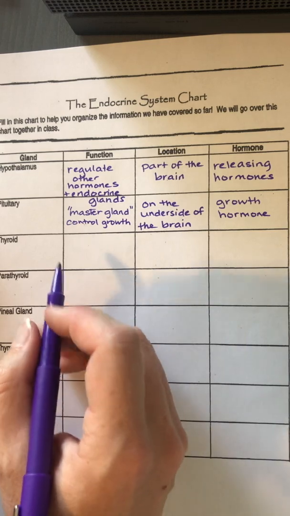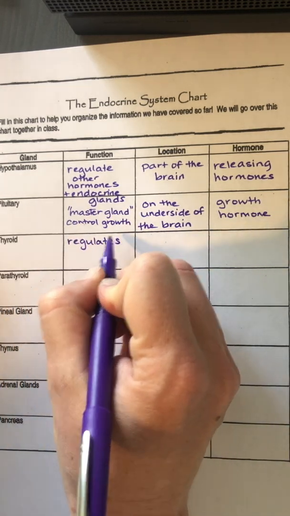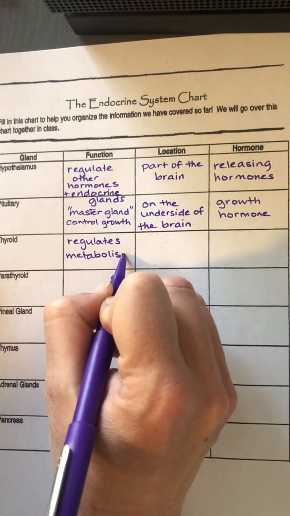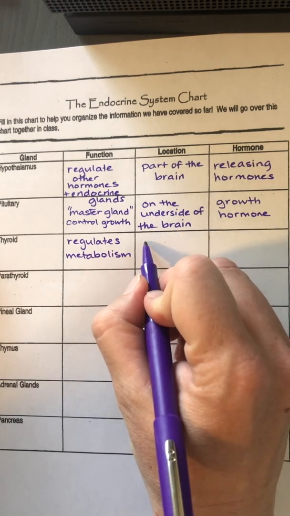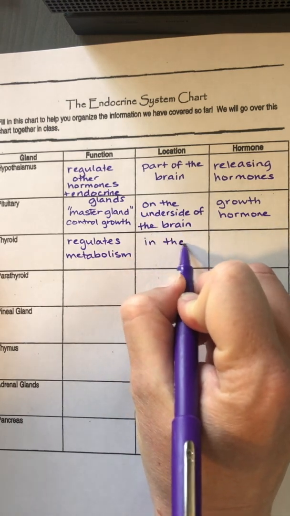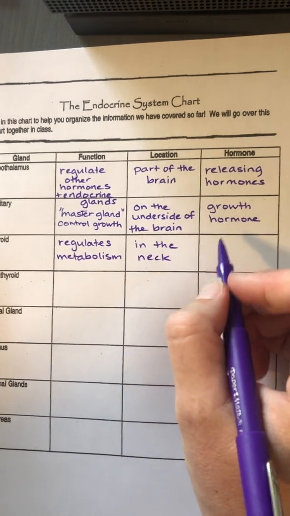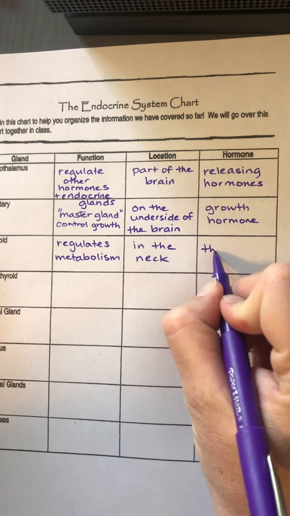Next, we have the thyroid. The thyroid regulates metabolism. And it is found in the neck. And the hormone that it produces is called thyroxine.